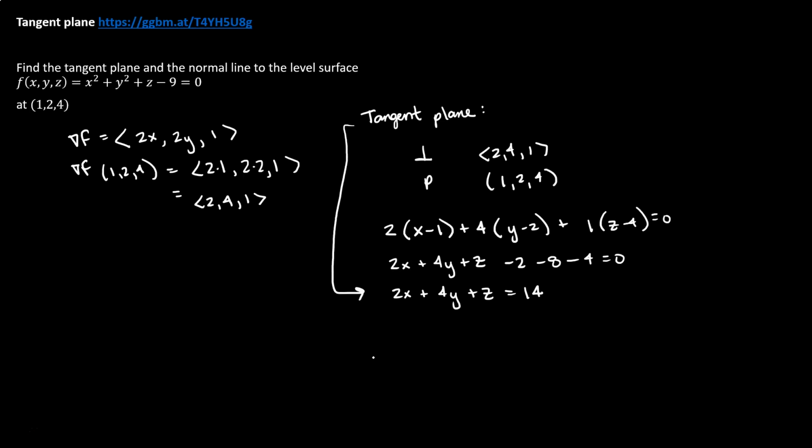For the normal line, we can write that using the parametric equations for a line, where x is equal to the x value point plus the x component from our parallel vector times t. Y is equal to the y value point plus the y component from our parallel vector times t. And then z is the z coordinate plus the z component times t. So this would be the normal line.